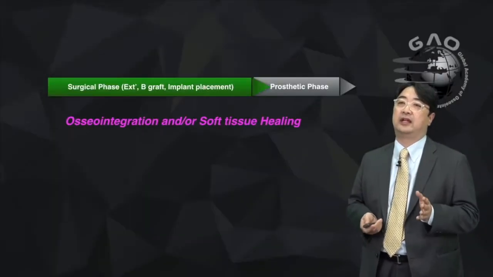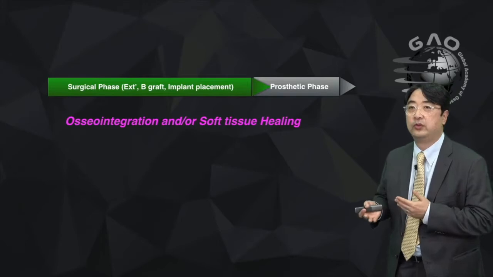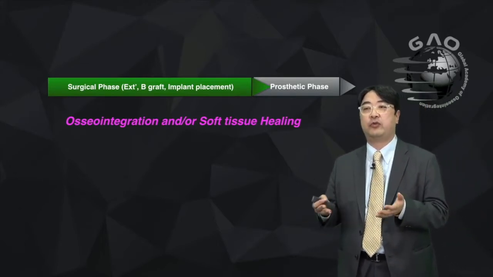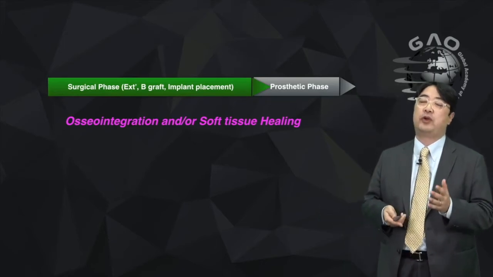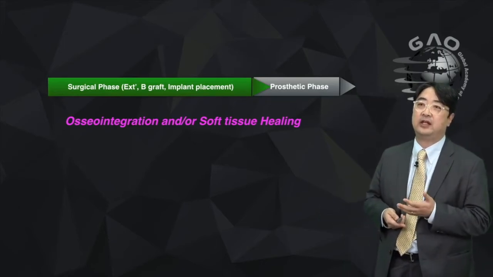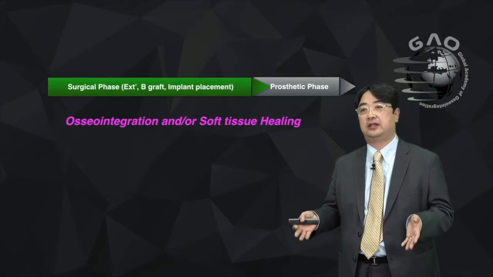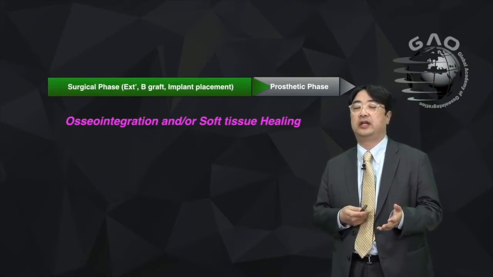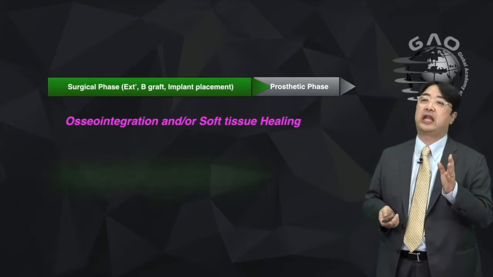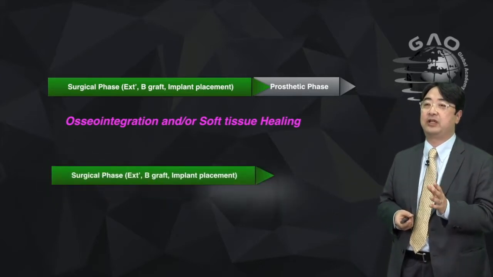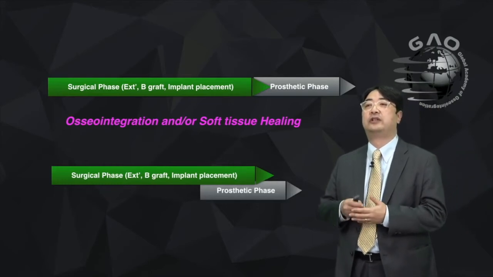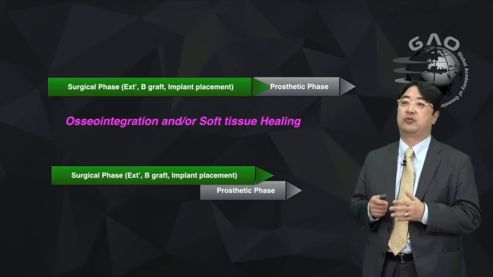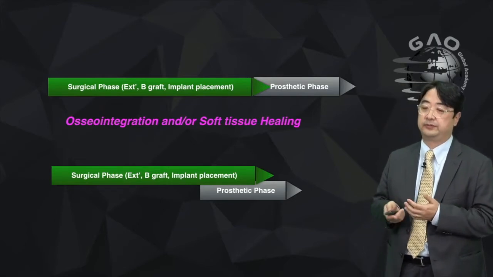So I was thinking, what do we do after we place an implant? We do nothing, right? While we're waiting for osseointegration and for soft tissue healing, we do nothing. We just wait until it heals or sticks to the bone, right? So I was thinking, can we use that period of time that we're waiting to make the restoration? That's how I started with the new treatment protocol.